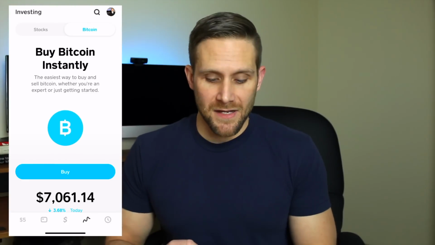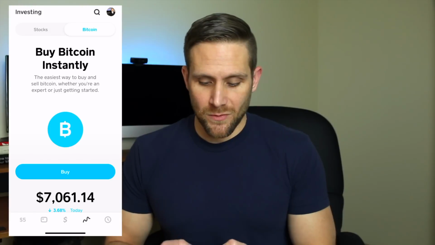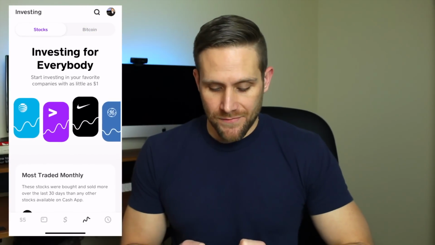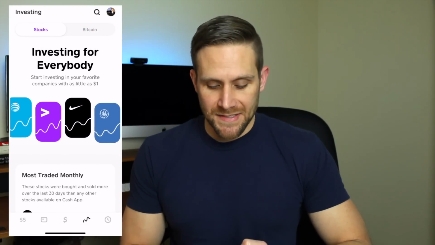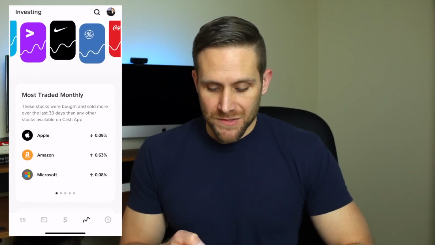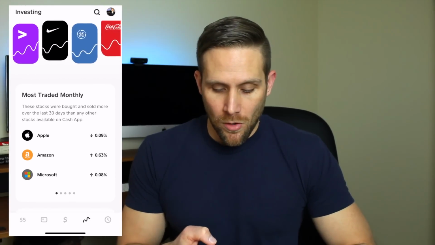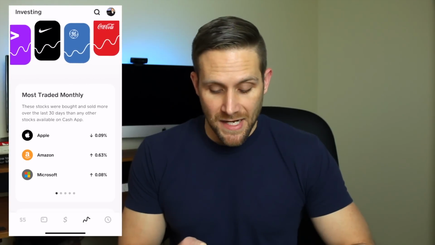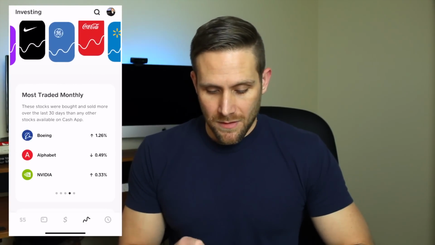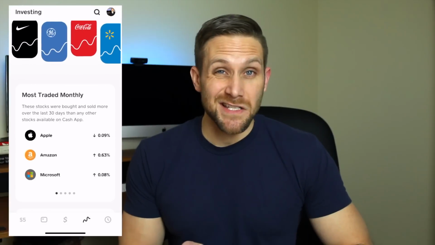It's not my thing. I'm not into speculating when it comes to investing at this point. So Bitcoin is not something that I'm interested in doing. But in the stock section, they give you some pretty cool details. The first one right here is the most traded monthly. So these stocks were bought and sold more over the last 30 days than other stocks available on Cash App. So there's a few of them, and I'm sure that changes daily as the market is open.